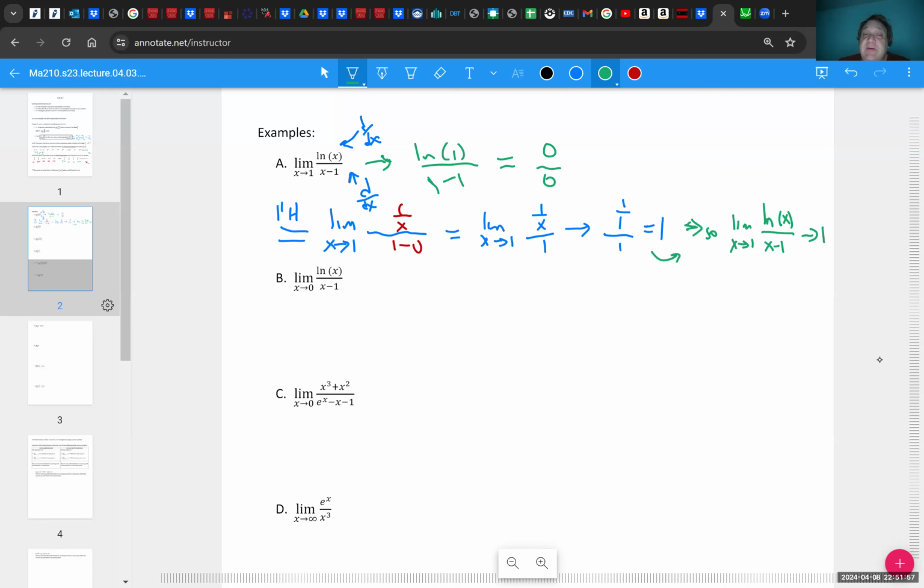You do some direct substitution. You see if it's an indeterminate form. If it is, you do L'Hopital's rule, derivative of the top, derivative of the bottom. And then you figure out what that limit is. And if it exists, then you know the original limit is the same.